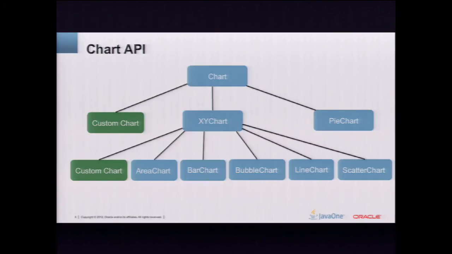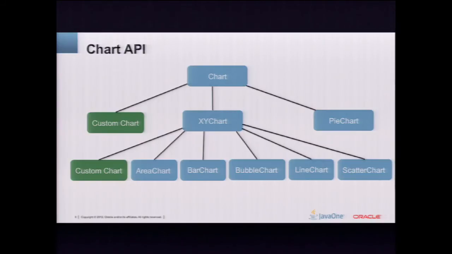Then we subclass that for the XY chart, which represents the chart with two axes. And then if we don't want a chart which has two axes, the only thing that we support at the moment as a standard chart is a pie chart. But if you want to create a different chart which doesn't require two axes, then you can simply subclass chart and produce your own version of that.